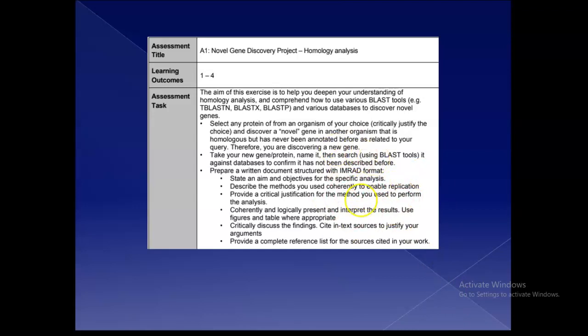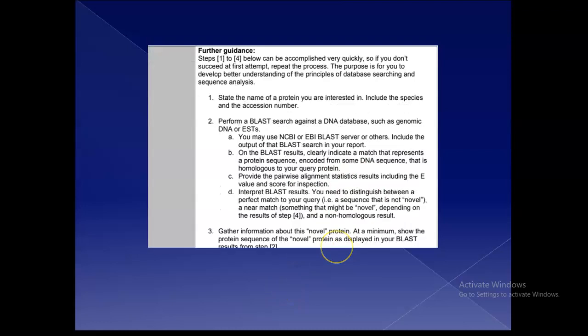We have to provide the document in the IMRAD format. The IMRAD format is about introduction, methodology, results and discussion. So we have to state our aim and objective, what the specific analysis is all about, and describe the method that we are going to use, with a critical justification of that method, for example TBLASTN, BLASTX or BLASTP, which one we are going to use. We then describe with the help of a table, provide the findings and give in-text citations.